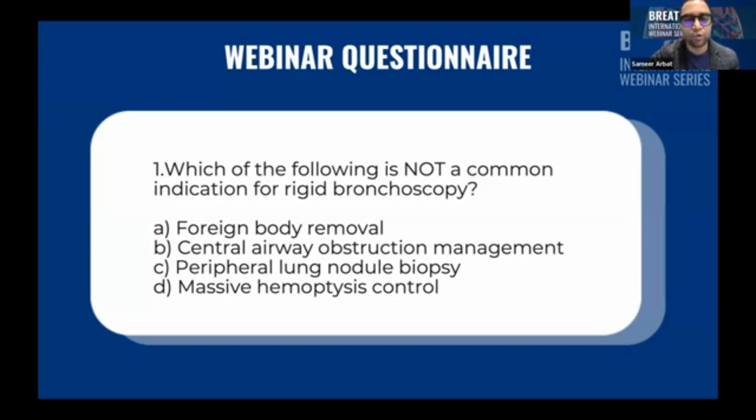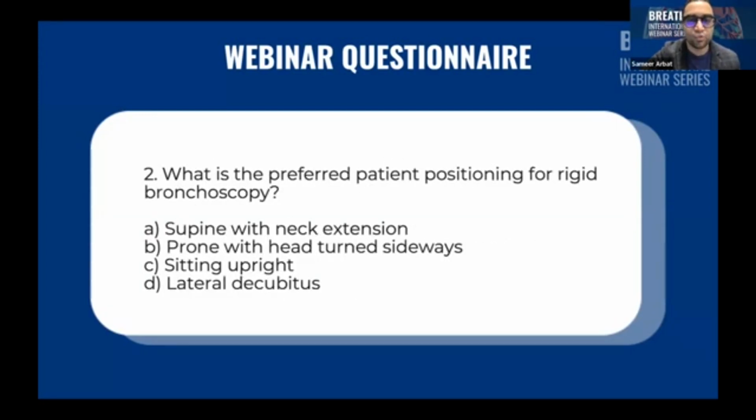Now we'll be moving to question number 2. I'll request the technical team to have the voting pads live for question number 2. What is the preferred patient positioning for rigid bronchoscopy? Is it A, supine with neck extension? B, prone with head turned sideways? C, sitting upright? Or D, lateral decubitus?